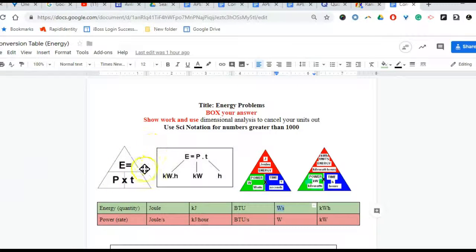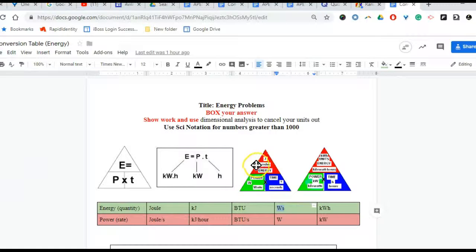Now over here are just some helpful diagrams. Energy is equal to power times time. If you're trying to calculate power, it's energy divided by time. Here's just another way to look at it. So again, power is the kilowatt, time is the hour, and the amount of energy, the quantity used, is the kilowatt hour.